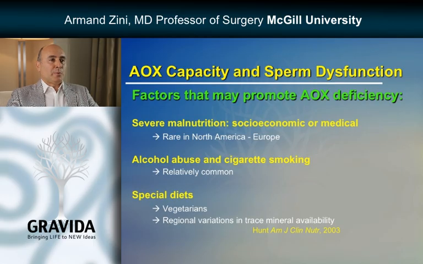What are the factors that promote antioxidant deficiency? Well, we know that severe malnutrition can do that, whether it's socioeconomic or medical, but this is a rare phenomenon in North America and Europe. We also know that alcohol abuse and cigarette smoking can affect antioxidant levels, and this is a relatively common problem in North America. Special diets are also important to consider. These can affect the antioxidant levels systemically and perhaps even in semen.